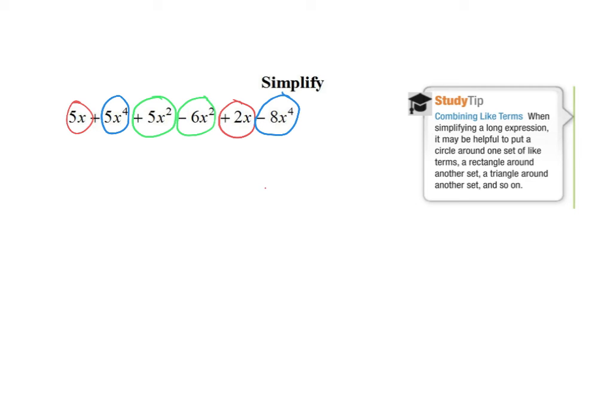I'm going to start with the highest degree, the bigger exponent, which is x to the fourth. So 5 minus 8 gives me negative 3, x to the fourth. The second biggest would be x to the second. So that's 5 minus 6, negative 1, x to the second. Remember, you don't need to write the number 1. And then the next one would be just x. So 5 plus 2, 7k.